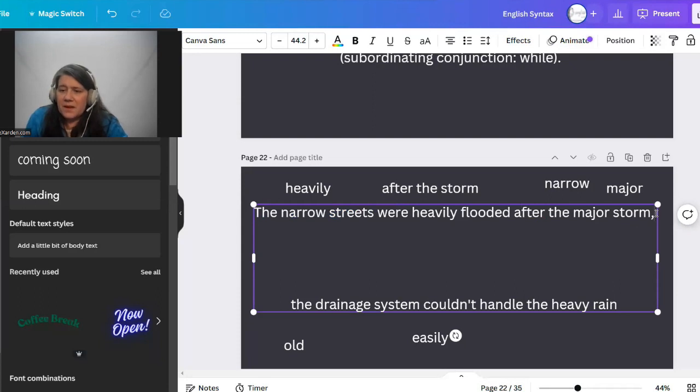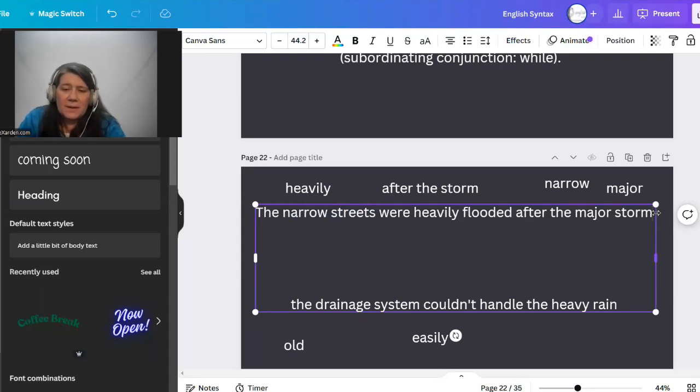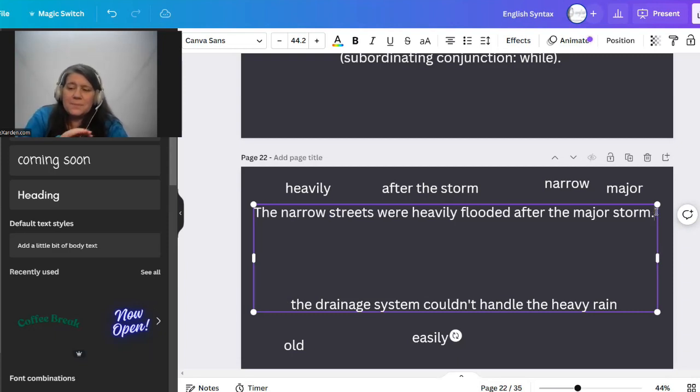Okay? If I put it there, then I don't need a comma. The narrow streets were heavily flooded after the major storm. That's a complete, simple sentence. Now let's talk about the drainage system. The old drainage system couldn't easily handle.